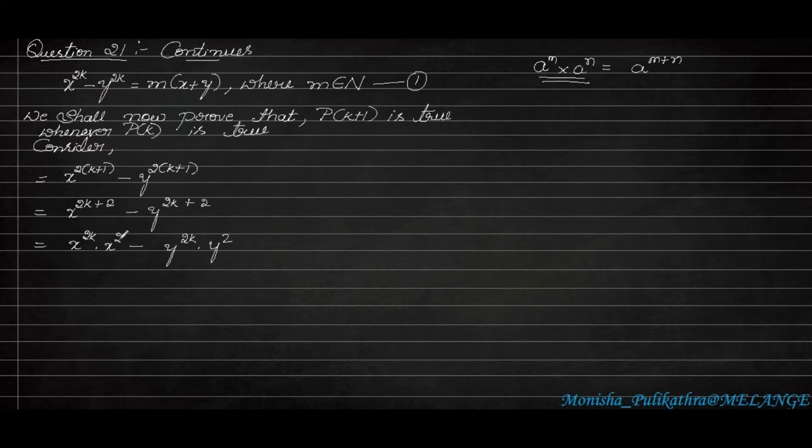Now we have to substitute this equation in this form. In order to do that, we have to take x to the power of 2k minus y to the power of 2k here. So here x square I will be taking separately. So instead of x to the power of 2k, I will be taking x to the power of 2k minus y to the power of 2k plus y to the power of 2k. Minus this term, we have to write as it is: y to the power of 2k into y square.